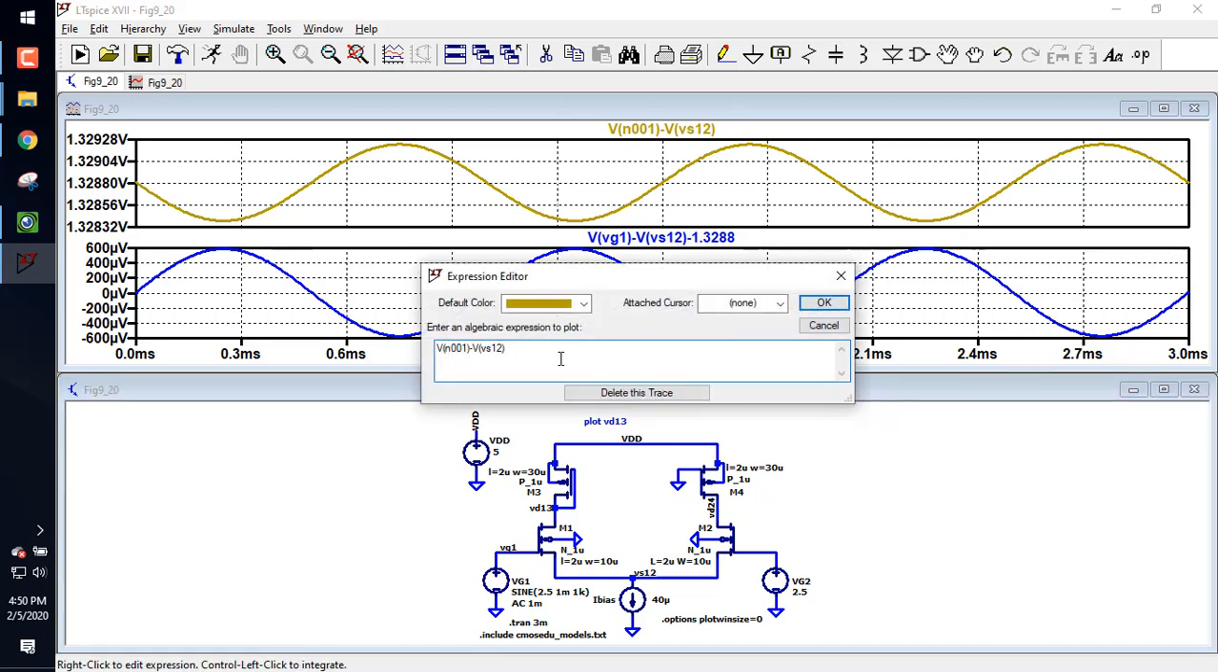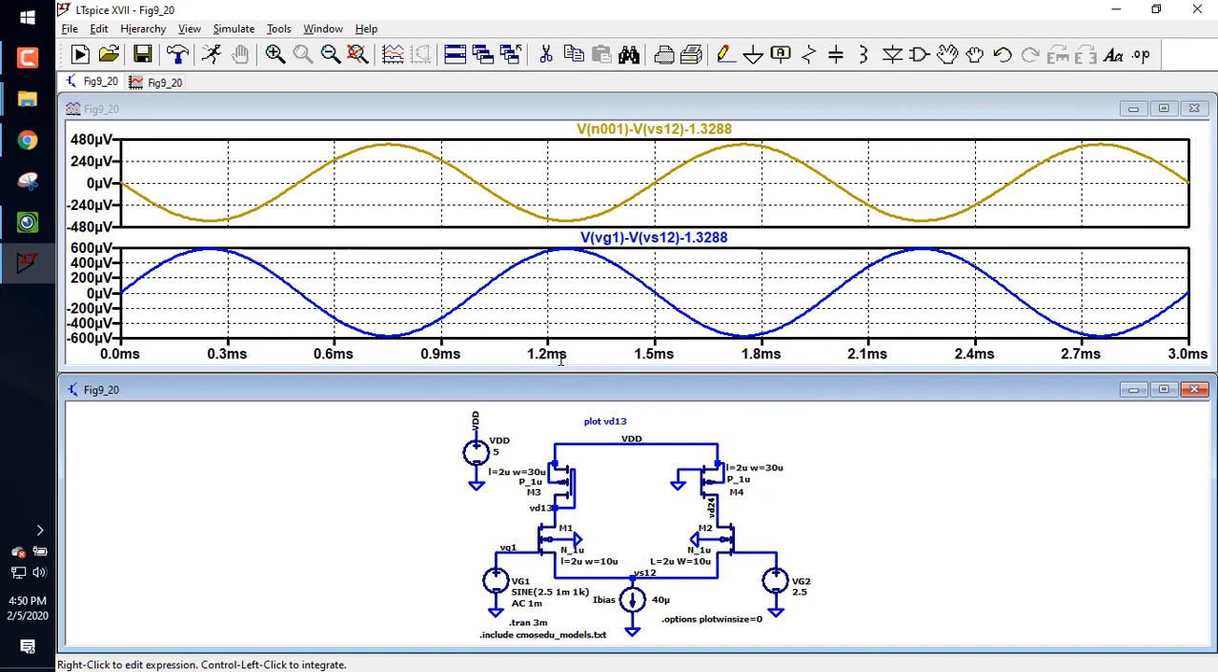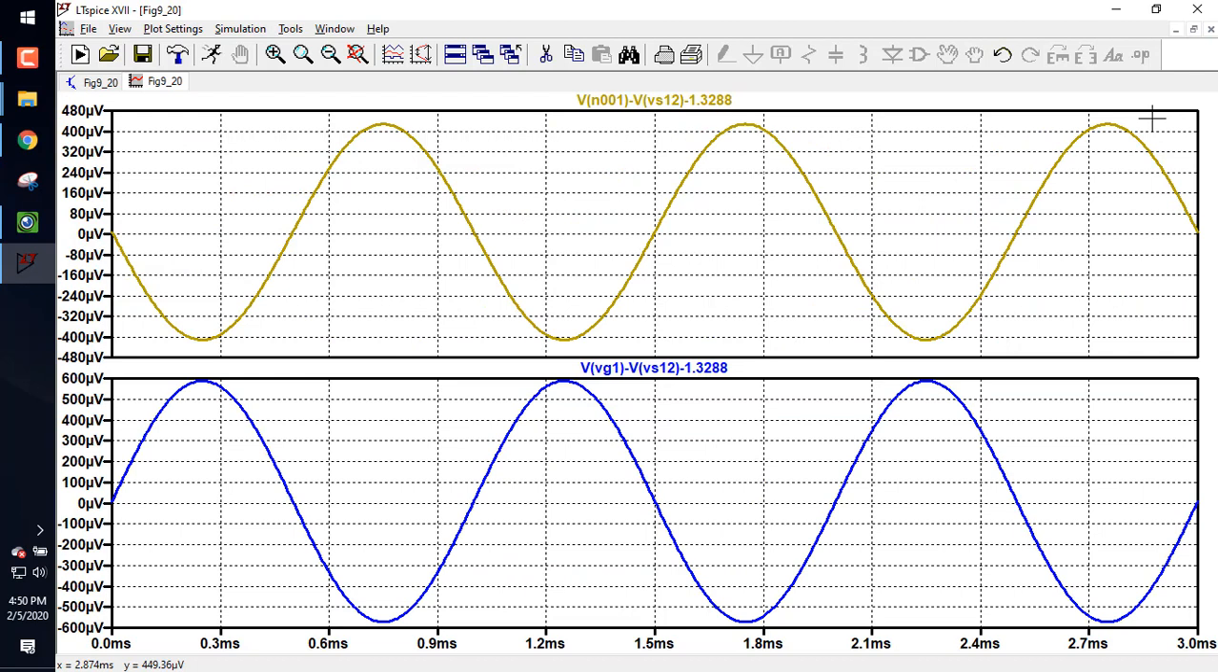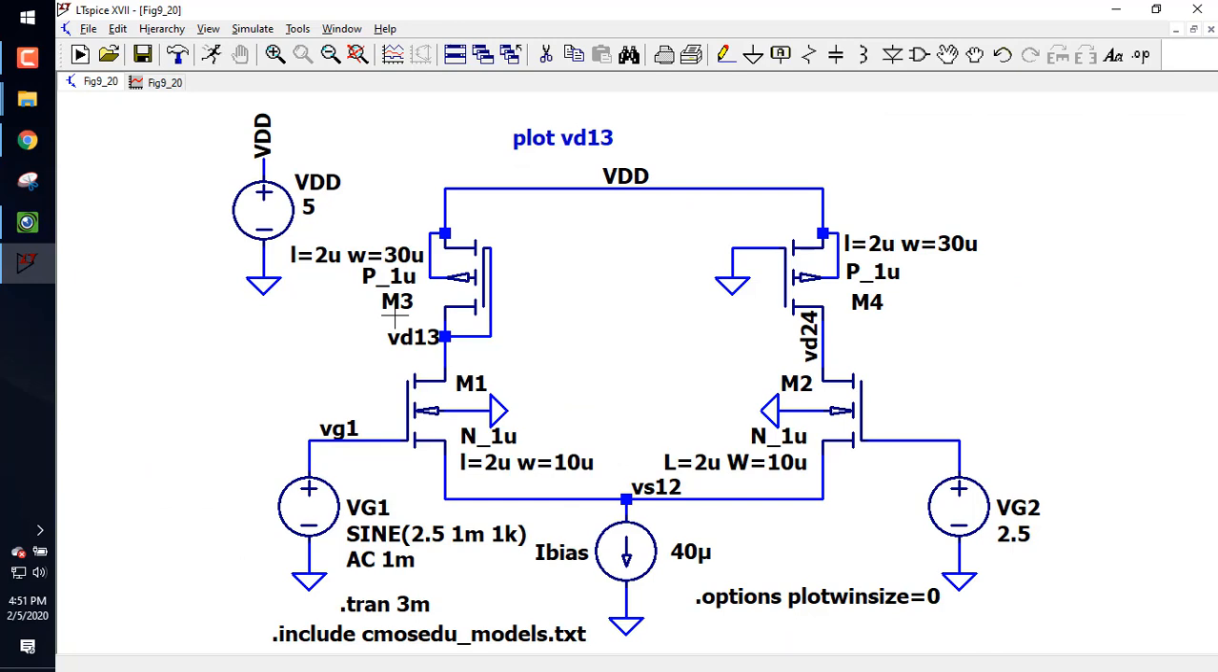Now I'm going to subtract the DC offset, the 1.3288. And then you see, oh, you know what? Let me make this a little bigger. See that one of them's going to slightly above, looks like there's a slight phase shift too. One's going to roughly 400, the other's going to roughly 600, but if I add them together, this minus this, does everybody see I get 1 millivolt?